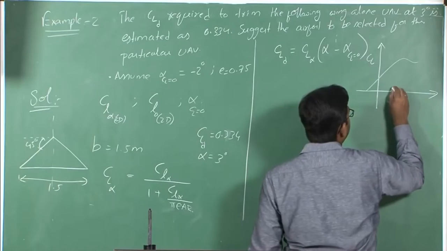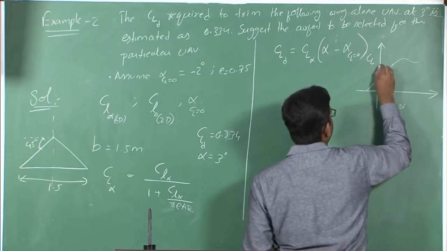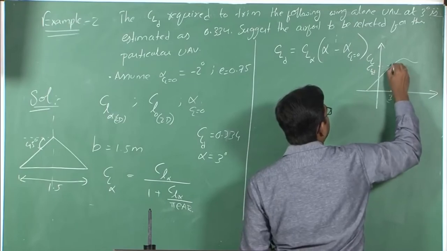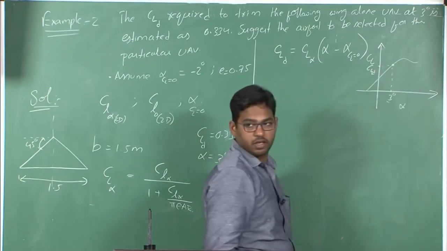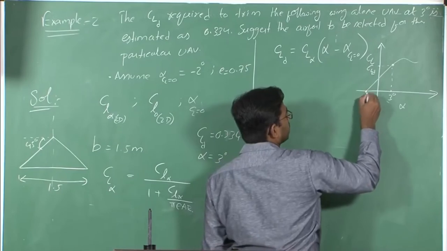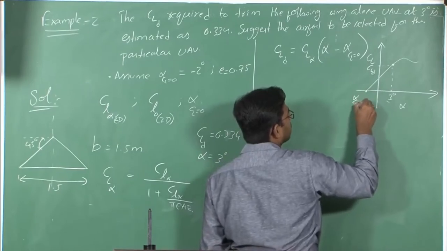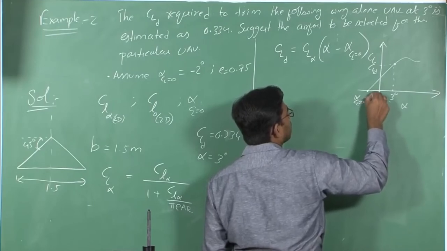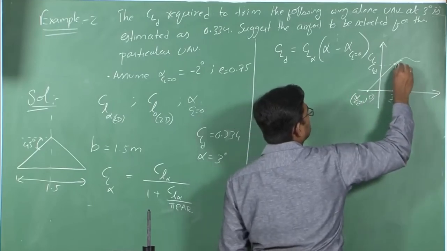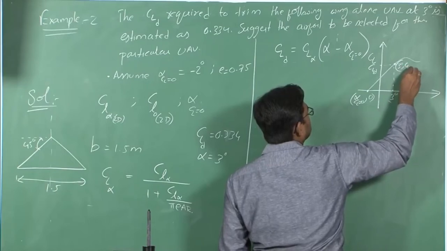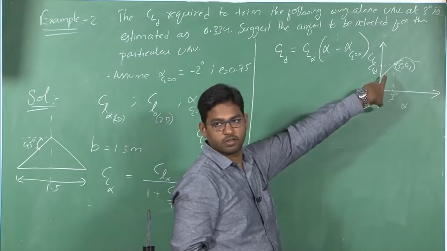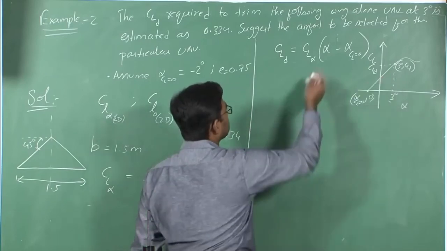Say at 3 degrees, this is your CL design. That means you know this point. And you have the information about this alpha at which CL is equal to 0. This point corresponds to alpha at CL equal to 0. You know this point, that is 3 degrees, CL design. From here, you can find out the slope of this curve, CL alpha.